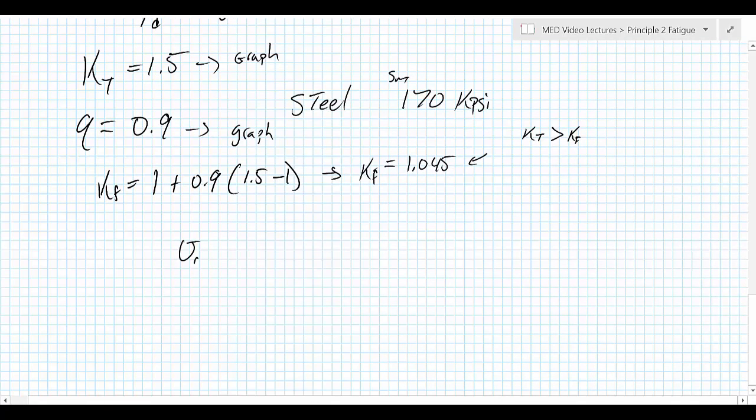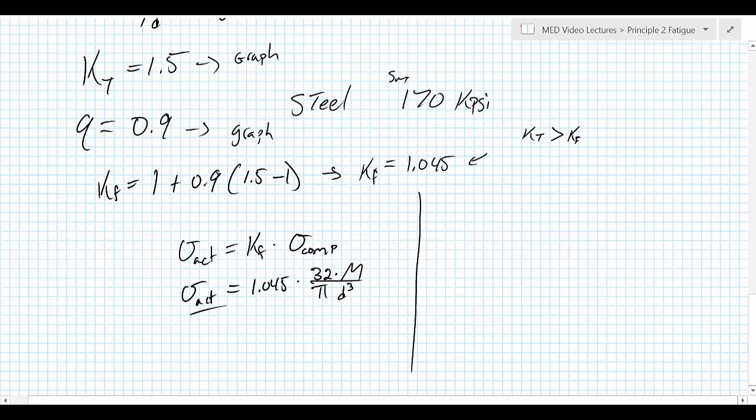So our actual stress that we care about and we'll use in our stress concentrations will be Kf times our computed stress. In this sense, it will be 1.045 times our computed stress, which we didn't give a value for M, but we can put 32M over pi d cubed. So this is the actual value of stress that we would then go use in our failure equations.